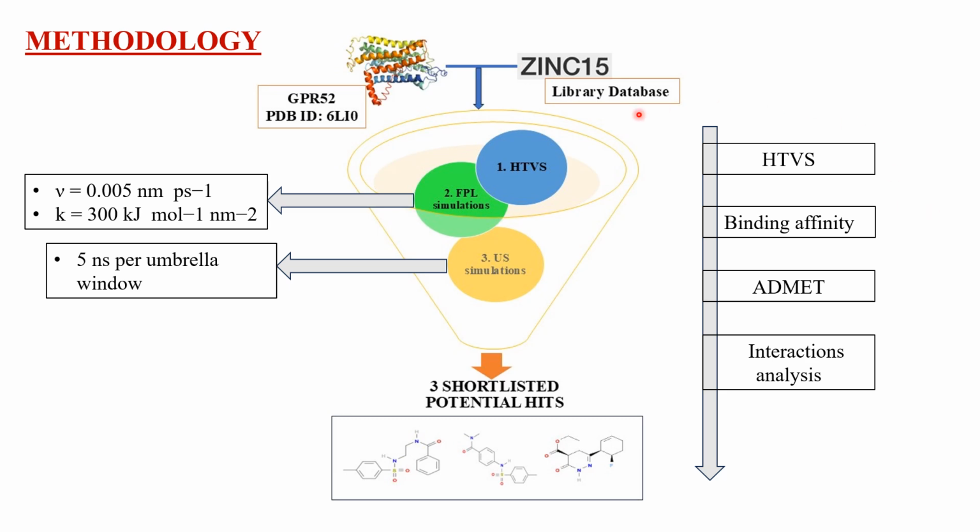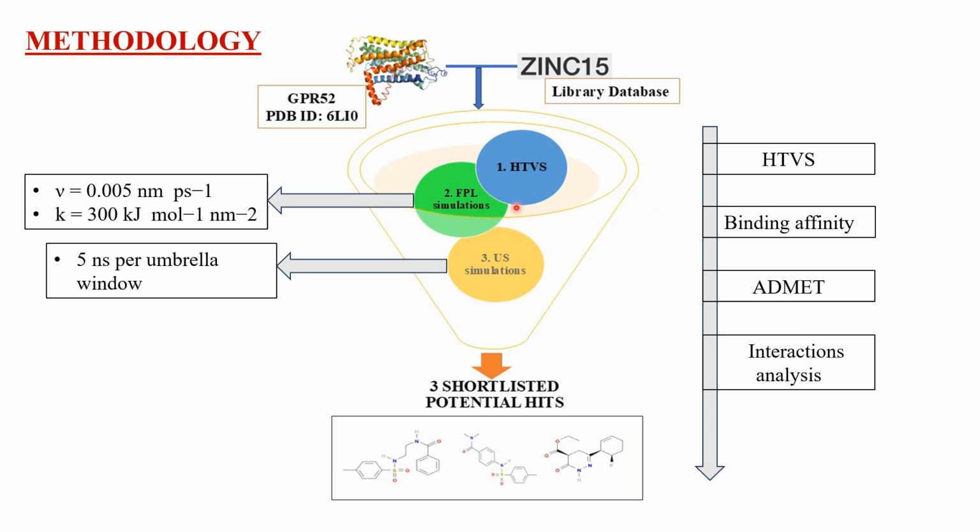Coming towards the methodology, to start with, we selected the GPR52 PDB structure having the PDB ID 6LI0 from the RCSB PDB data bank, and for the small molecule library, we selected the ZINC15 database. First, we performed high throughput virtual screening of more than 2 lakh compounds. After the high throughput virtual screening, we filtered the compounds on various levels. It comprises binding affinity, pharmacokinetic profiling, and interaction analysis.